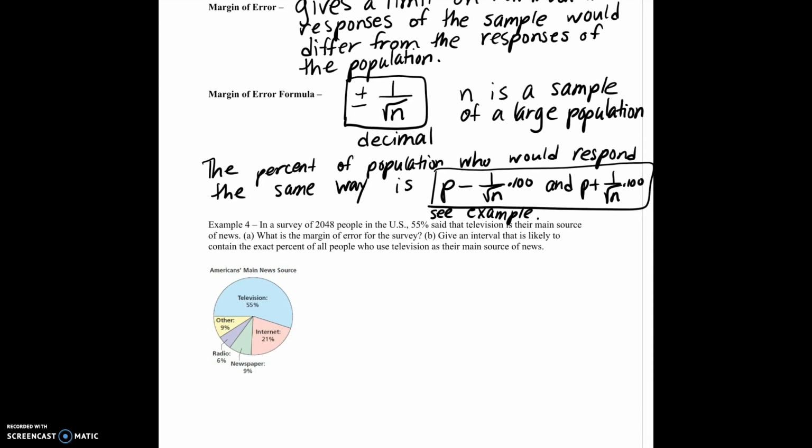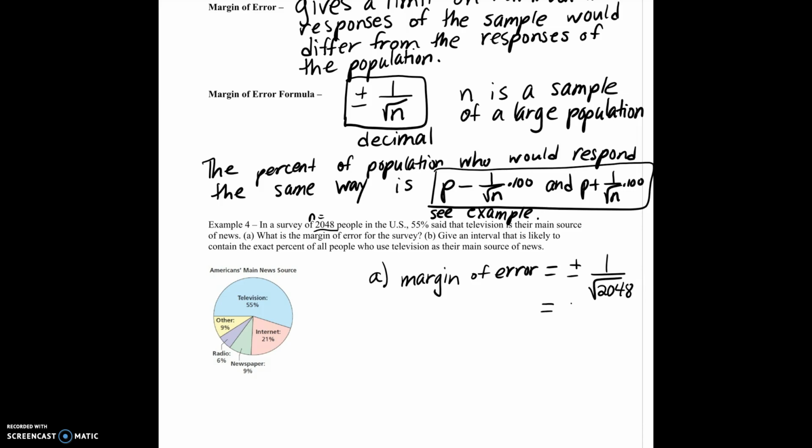Okay, so for our situation here, it says in a survey of 2,048 people in the US, 55% said that television is their main source of news. So we want to first figure out the margin of error. We're going to take that number n. So n is equal to the 2048. It's a very simple calculation. You just have to remember how to find it, which is a lot of these things in statistics where we have these different formulas. You have to remember what to do for what part. We're going to do 1 over the square root of 2048.